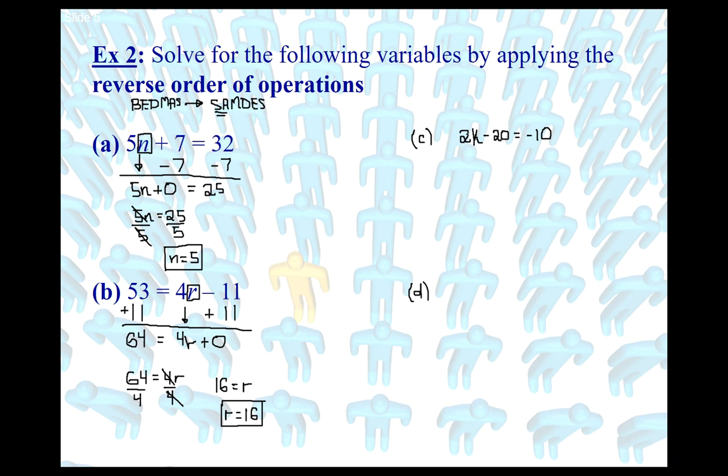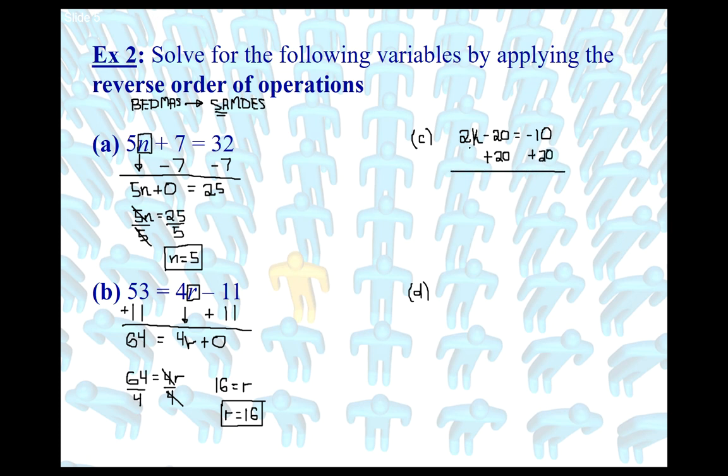Okay, so why isn't the k isolated? Because it's being multiplied by 2 and it's also being subtracted by 20. Okay, so which one do we do first? Reverse order of operations. Always do the subtraction addition first. How do we get rid of this subtraction of 20? We're going to apply the opposite operation, which is going to be add 20. And whatever I add to one side, I need to add to the other side.